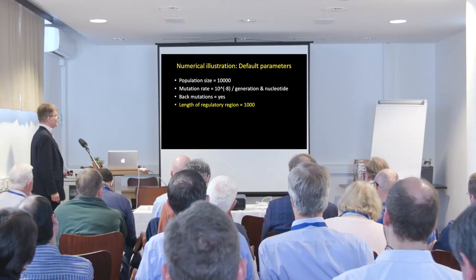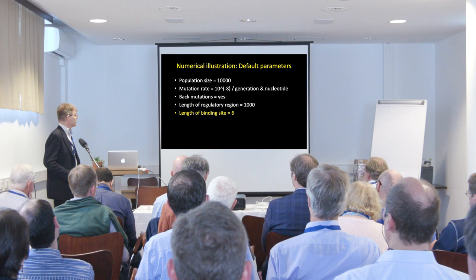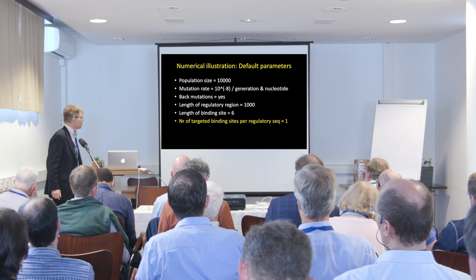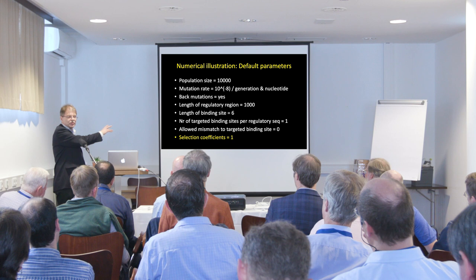The length of the regulatory region is 1,000. The length of the binding site, that is a subsequence of the regulatory sequence, is 6. The number of targeted binding sites, I had 2 for the first example, for the third regulatory sequence, then 1 and 1. But now I have 1 possible targeted binding site for all. And the allowed mismatch is 0 as a default parameter. And the default is a completely neutral model. So all the states have selection coefficients of 1.